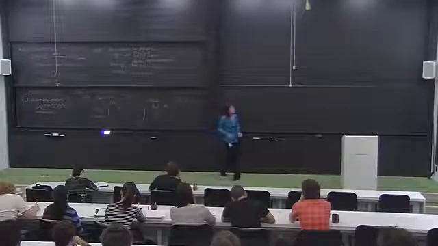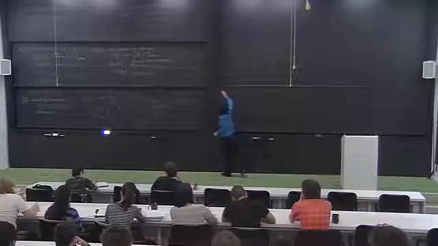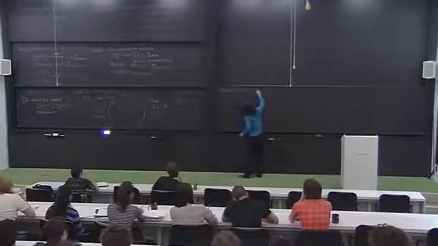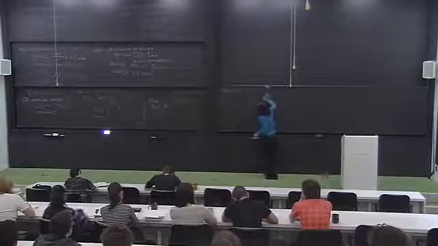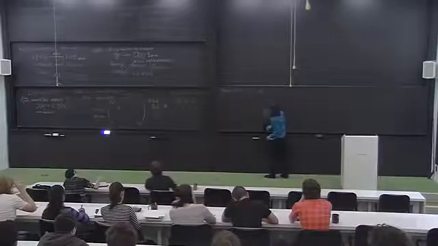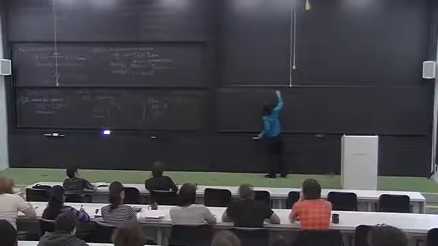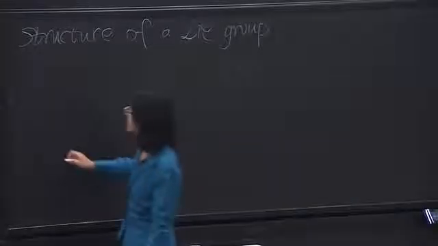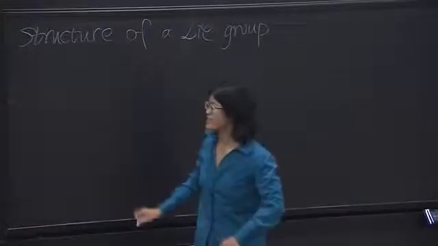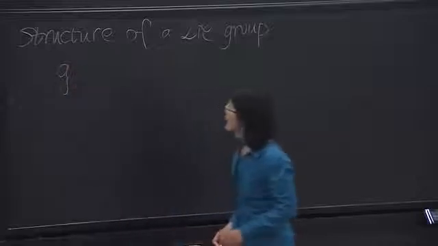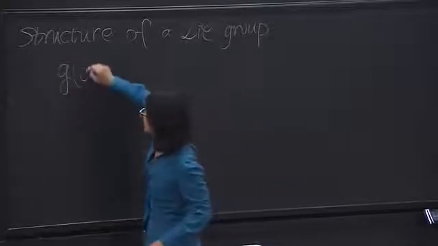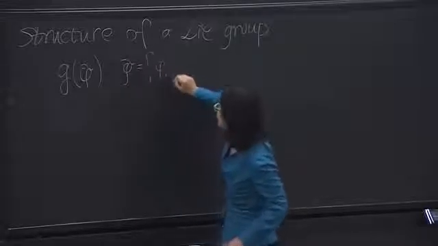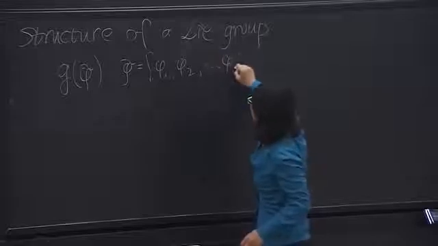Okay, so let's move on to the structure of the group. What do we mean by the structure of a group? Well, actually, let's focus on our topic, the Lie group. Recall, a Lie group satisfies all these group axioms, but on the other hand, it depends on some continuous parameters. This tilde just means it's a collection of phi1, phi2, up to phi-n.